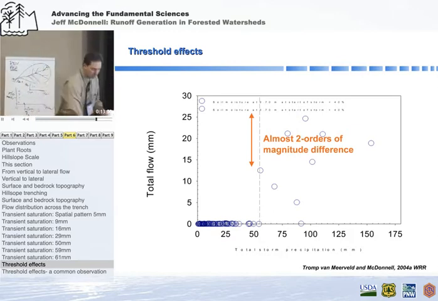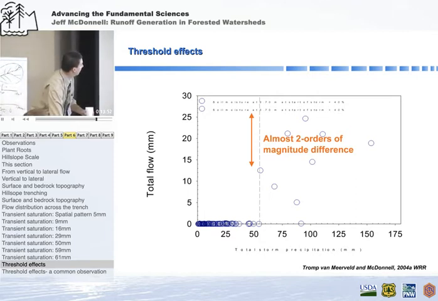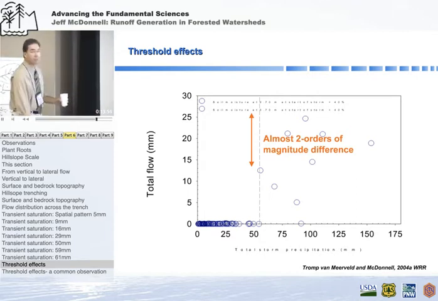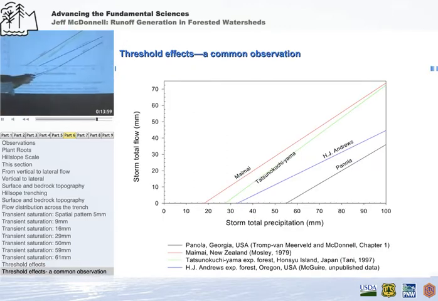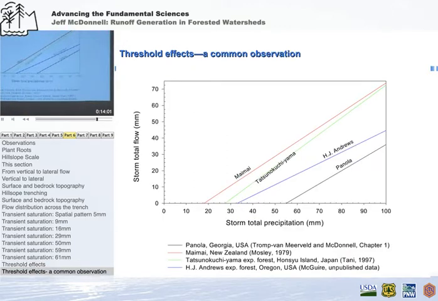Yeah, that's a good question. Let me skip ahead here. Here are 4 of those other sites that we looked at. And this is the site that we've just been focusing on, this site in the southern Piedmont. This is total flow. This is storm precipitation.